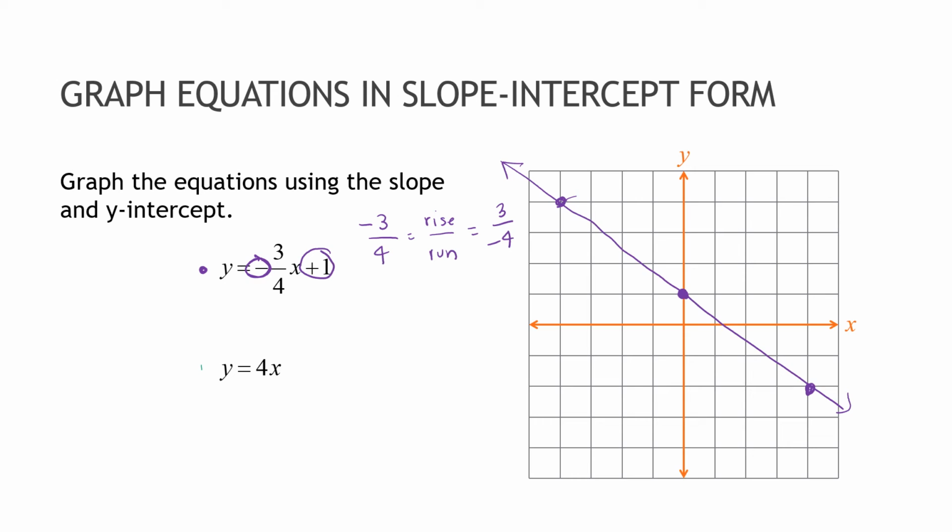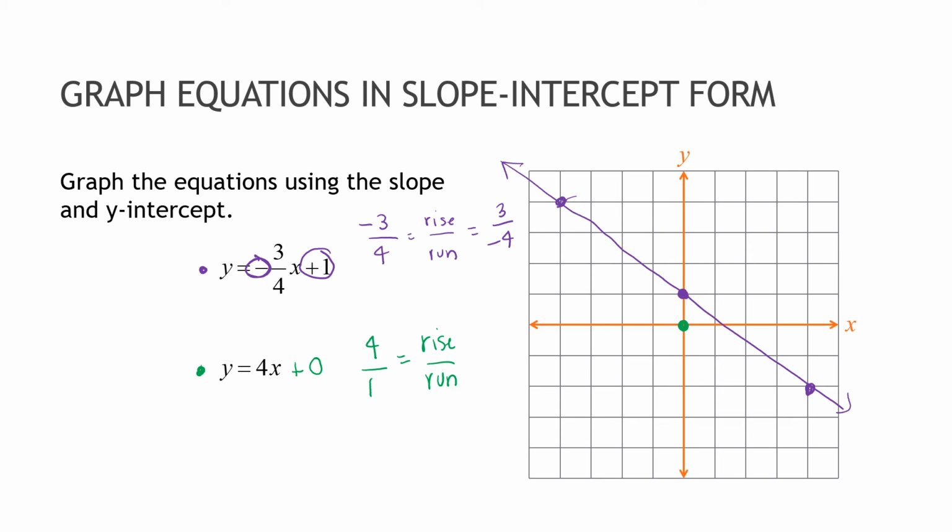For my second one, let's use green. This one's a little bit different than the others. So notice there's no b, and when there's no b, we just think of it as +0. So that's actually where I'm going to start, is at 0. And also notice that my slope is 4, and how is that going to look for rise over run? Well, 4 written as a fraction is 4 over 1, because it's 4 wholes.